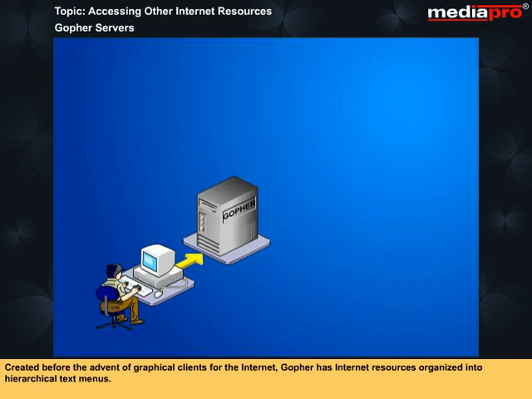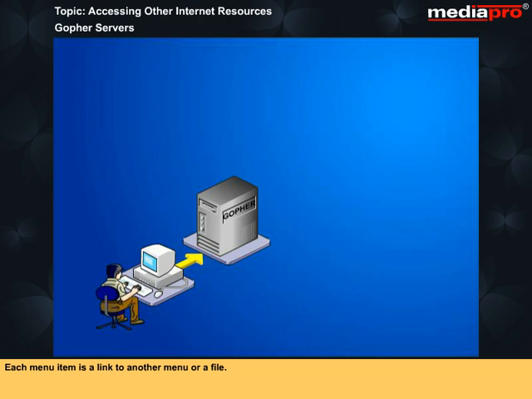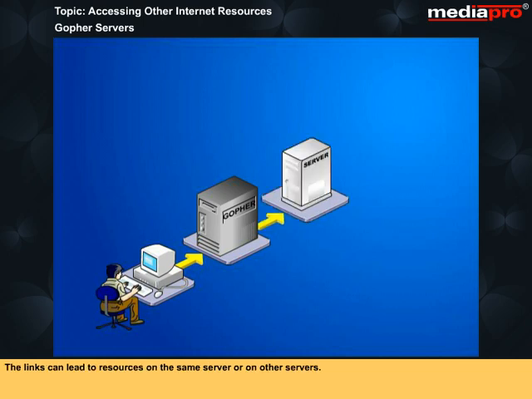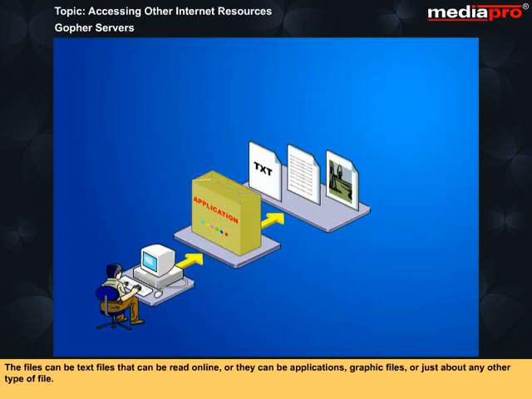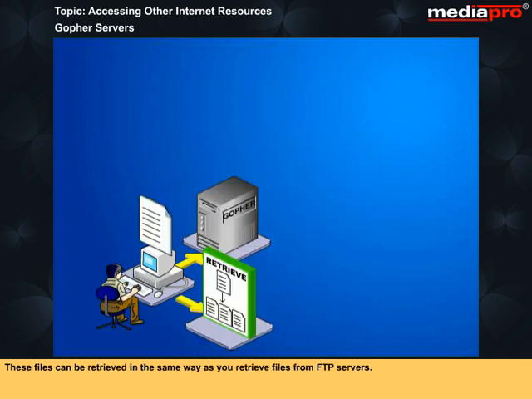Created before the advent of graphical clients for the Internet, Gopher has Internet resources organized into hierarchical text menus. Each menu item is a link to another menu or file. The links can lead to resources on the same server or on other servers. The files can be text files that can be read online, or they can be applications, graphic files, or just about any other type of file. These files can be retrieved in the same way as you retrieve files from an FTP server.